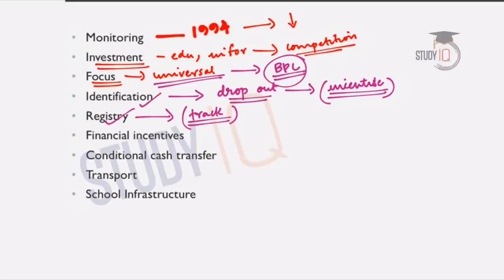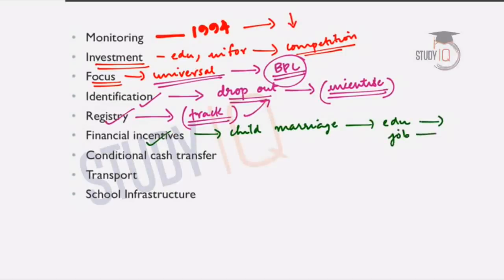So this will help in identifying the dropout rates and to incentivize those children who are vulnerable to dropouts. And financial incentives can be provided in order to delay child marriage. So by delaying child marriage, the families can promote their education, and thereby these girls can attain better jobs. They will attain financial security. So this will lead to empowerment of the girls and thereby reducing the gender gap.